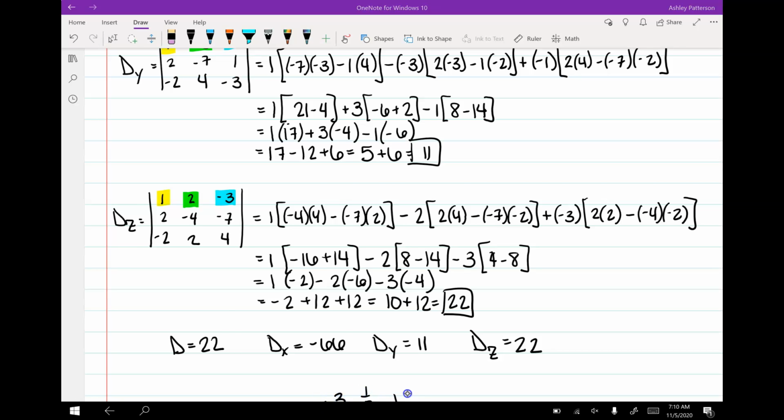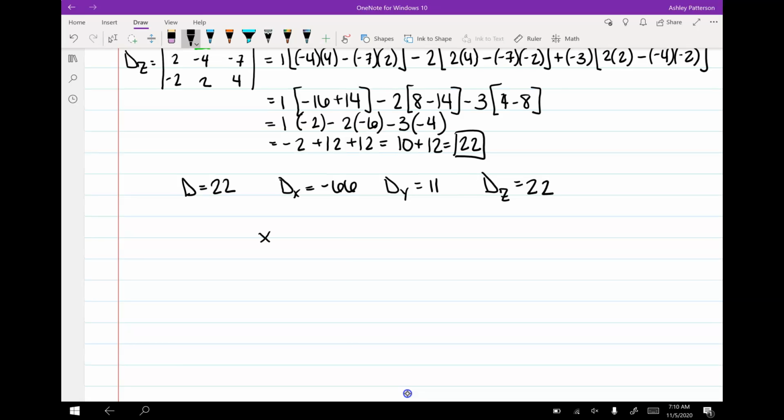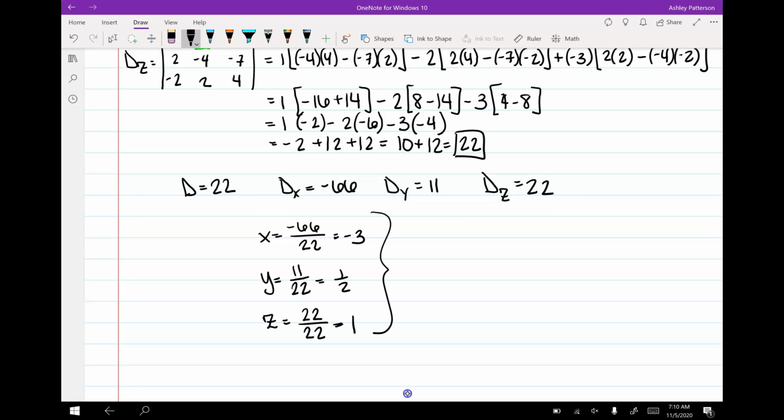Okay, now in order for us to solve for x, we take d sub x over d and reduce. In order to solve for y, we take d sub y over d and reduce. Fractions are okay, remember. And then for z, d sub z over d and reduce. So our solutions written in coordinate form in alphabetical order x, y, z should be negative 3, 1/2, and 1.